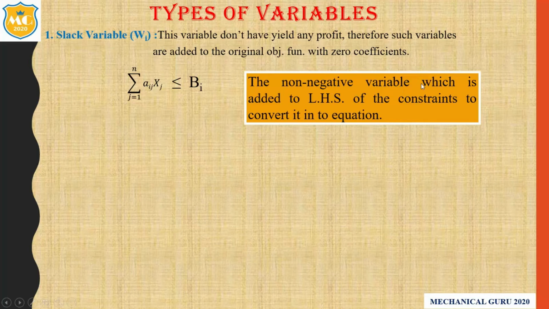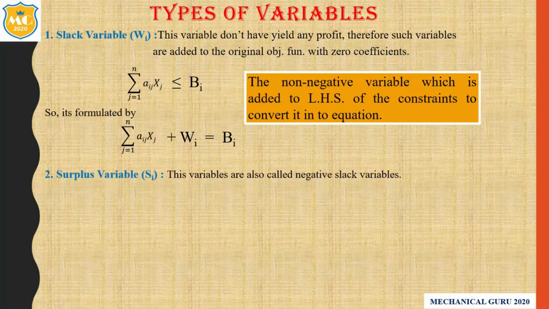These are non-negative variables which are added to the left hand side of the constraint to convert it into an equation. So it's represented by summation of j equal to 1 to n, aij xj plus wi equal to bi. So this is the slack variable. We just have to add the slack variable on the left hand side.